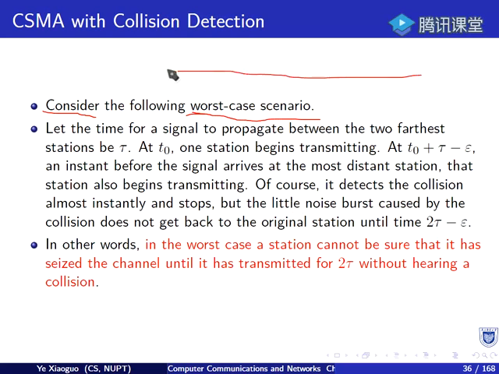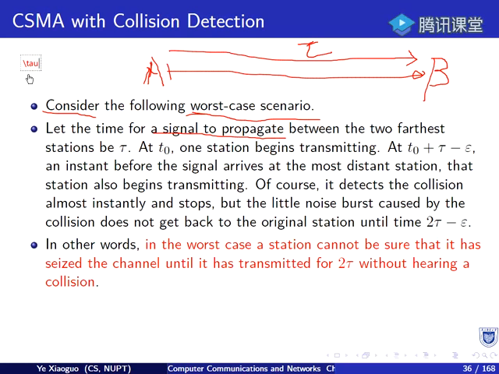So let the time for a signal to propagate between the two furthest stations be tau. That is, from one end, which we denote A, to the other end, which we denote B. So the time for a signal to propagate between the two furthest stations A and B, that means the propagation delay will be tau. Tau, usually pronounced tau.